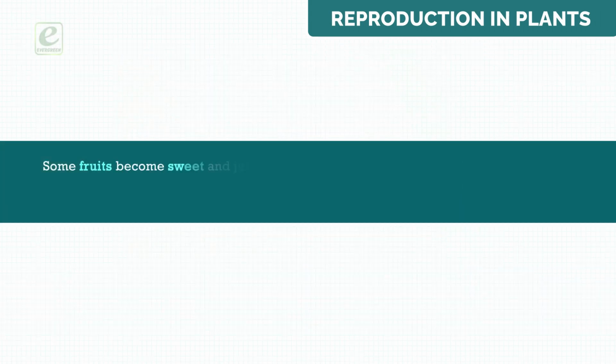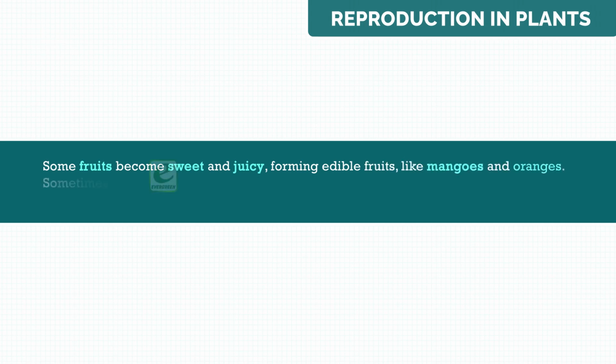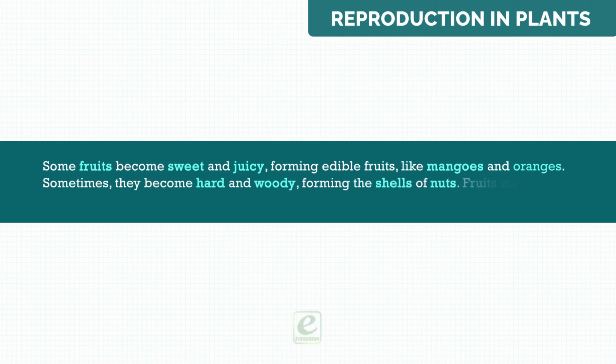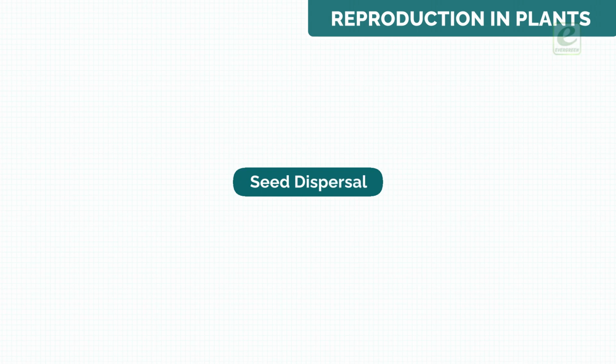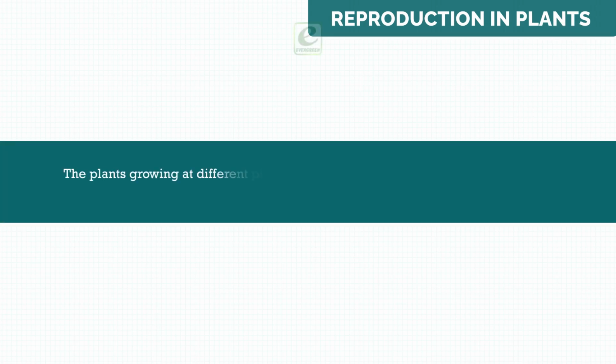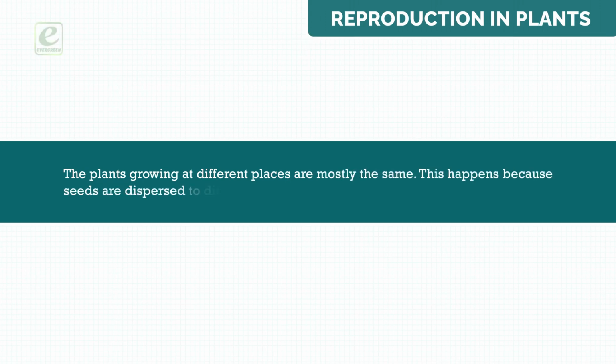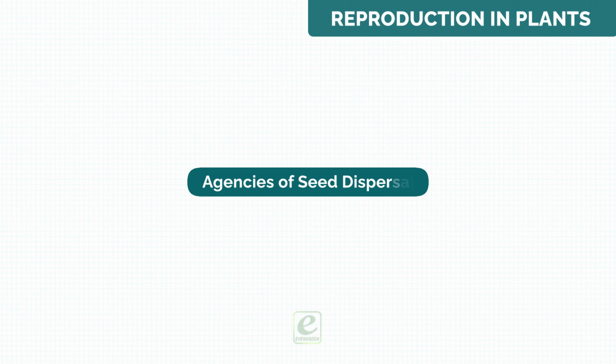Some fruits become sweet and juicy, forming edible fruits like mangoes and oranges. Sometimes they become hard and woody, forming the shells of nuts. Fruits may contain one or more seeds. Seed dispersal. The plants growing at different places are mostly the same. This happens because seeds are dispersed to different places. Agencies of seed dispersal. Seeds and fruits of plants are carried away by wind, water, and animals.